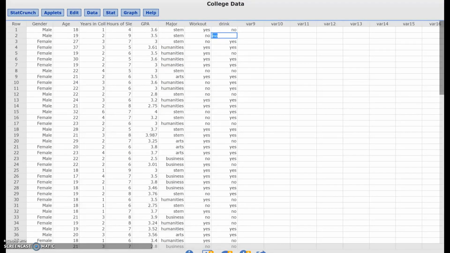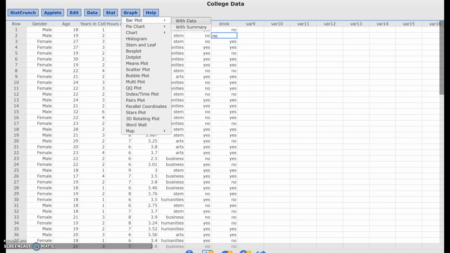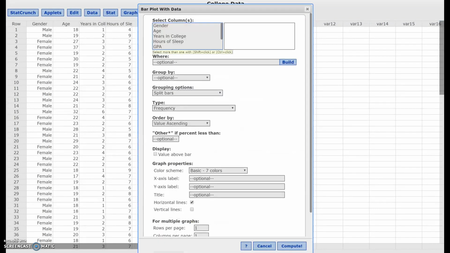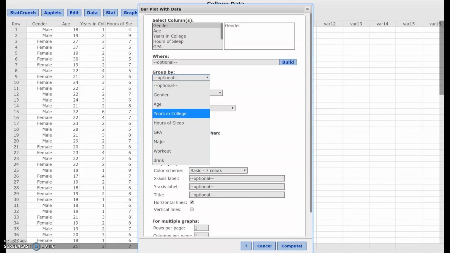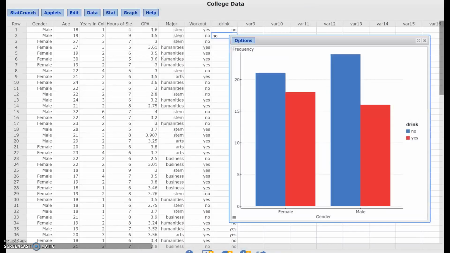Okay, so one way that you can look at it graphically is to look at a bar plot with data. So let's go ahead and look at gender, and let's break it up by whether they drink or not. If you look at that, you can see that the number of people who drink, males compared to females, is about the same. I don't really see that there's any difference here. Maybe females might be a little bit higher, but not high enough that I think there might be something different.